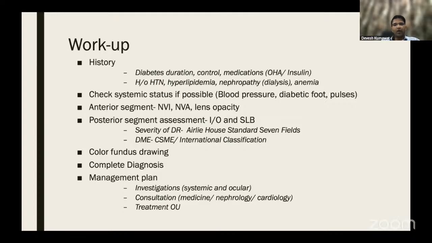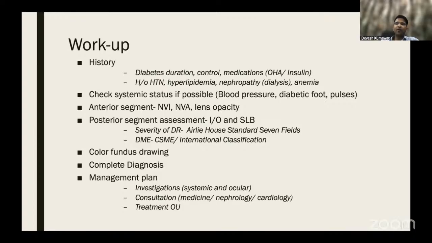Then, in addition to diabetes, you need to inquire about other comorbidities such as presence of hypertension, hyperlipidemia. Is the patient undergoing dialysis? Does the patient have anemia? Check the systemic status if possible. Check the blood pressure of the patient. You will be expected to document the blood pressure of this patient.